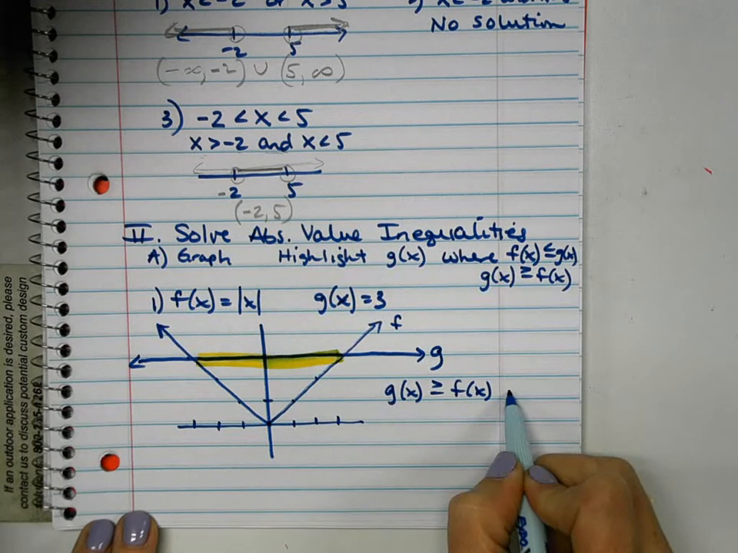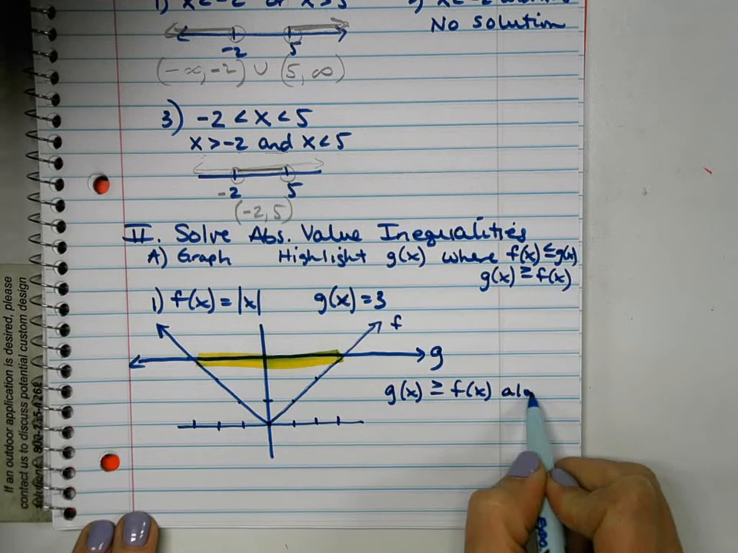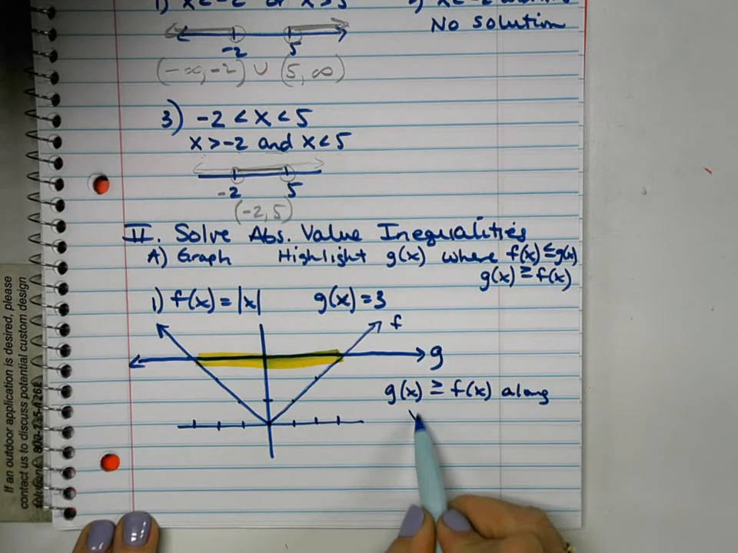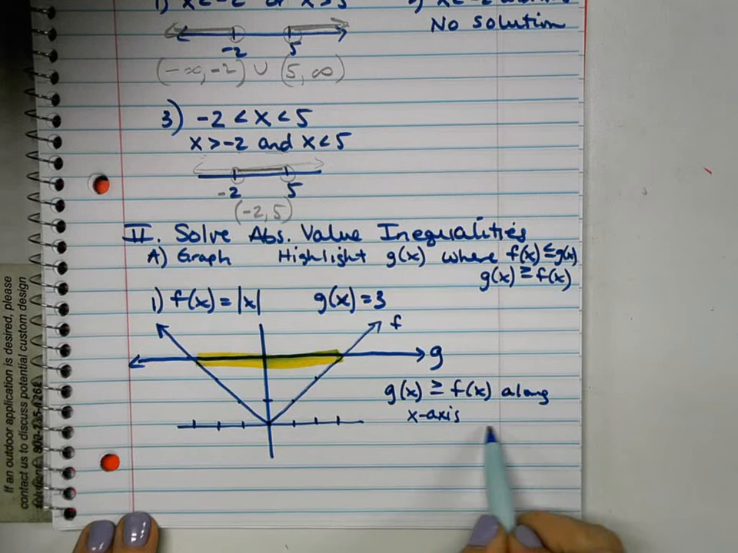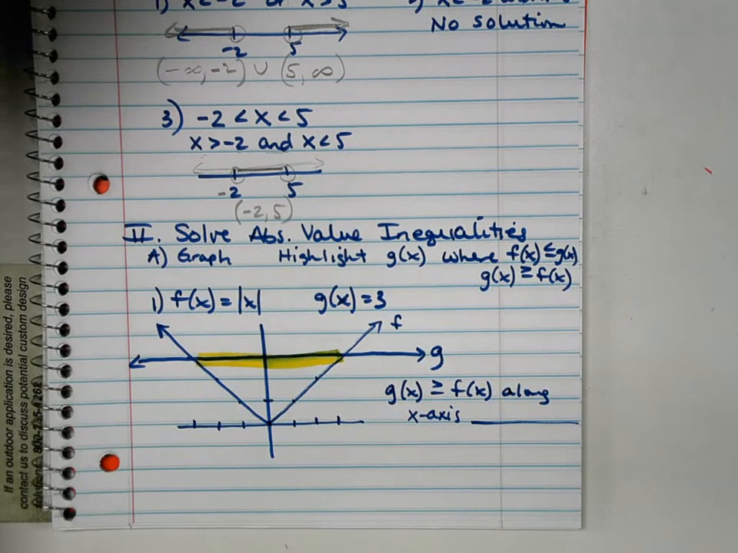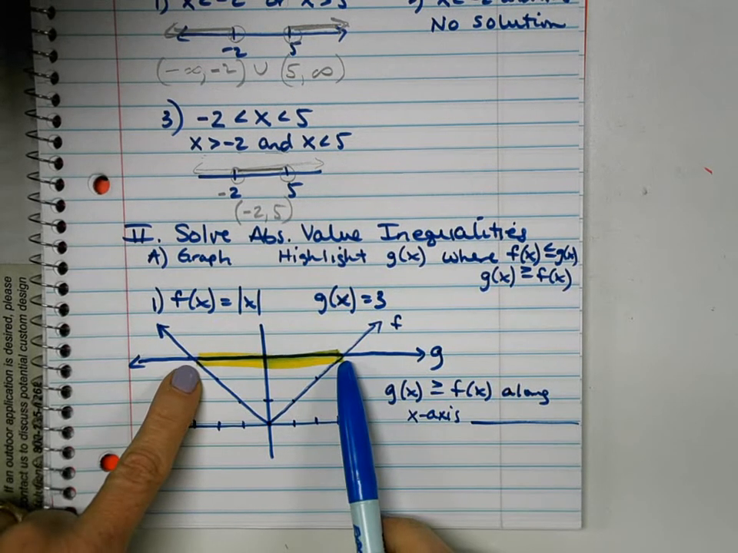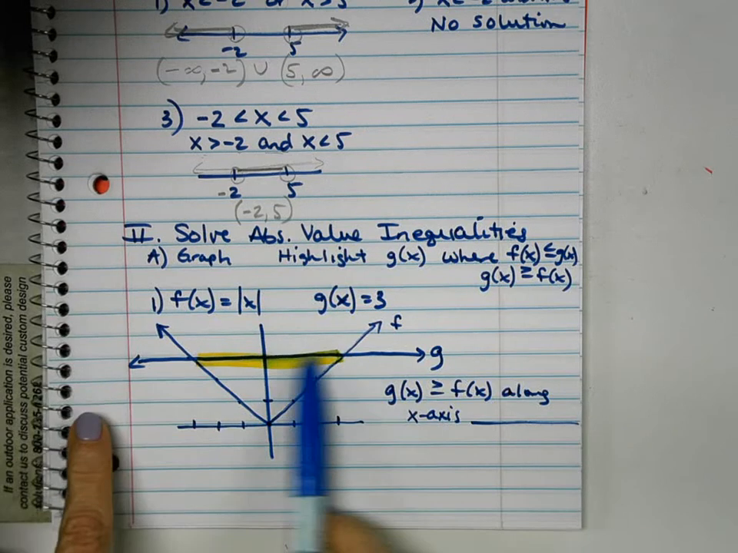And it's going to give you, I think it says, over or along the x-axis, and that's going to give you a big line. What they want you to do is put in interval notation where g is greater than or equal to f. It's equal to f right here. It's greater than in between.